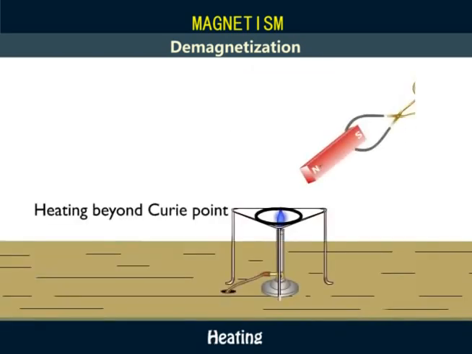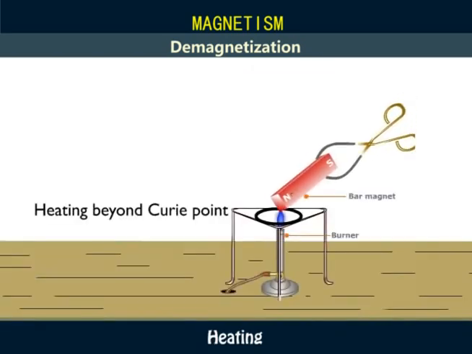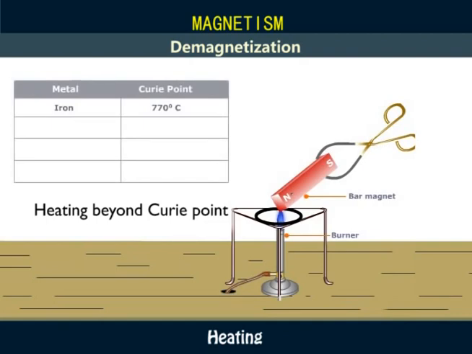A magnet loses its magnetism if it is heated above a certain temperature called its Curie point. The Curie point of iron is 770 degrees Celsius and that of steel is 880 degrees Celsius. That of nickel is 358 degrees Celsius and that of cobalt is 1121 degrees Celsius.